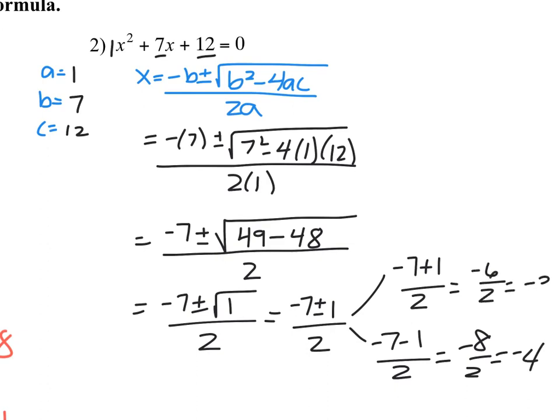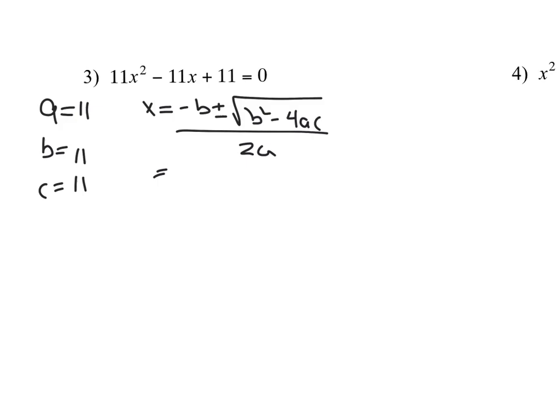Just remember how to do your signed operations. If the signs are the same, you add and keep the sign. If they're different, like negative 7 plus 1, you subtract. 7 minus 1 is 6. Keep the sign of the bigger number. So your two answers here are negative 3 and negative 4.